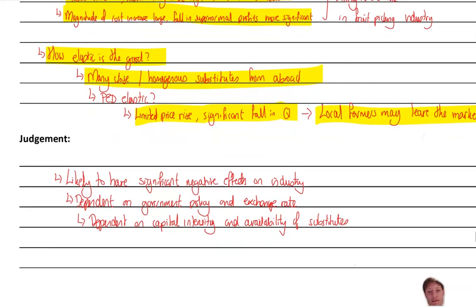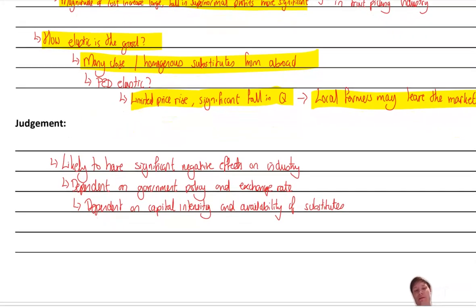In judgment, it's likely, given the numbers that we can see, the fact that so many of the workers in the fruit picking industry are migrant workers, it's likely to be a very significant negative impact on the industry as a whole. It is dependent on government policy, so the government is talking about having certain visas which allow fruit pickers to come on a seasonal basis. So if that were to change, we would see a different outcome.